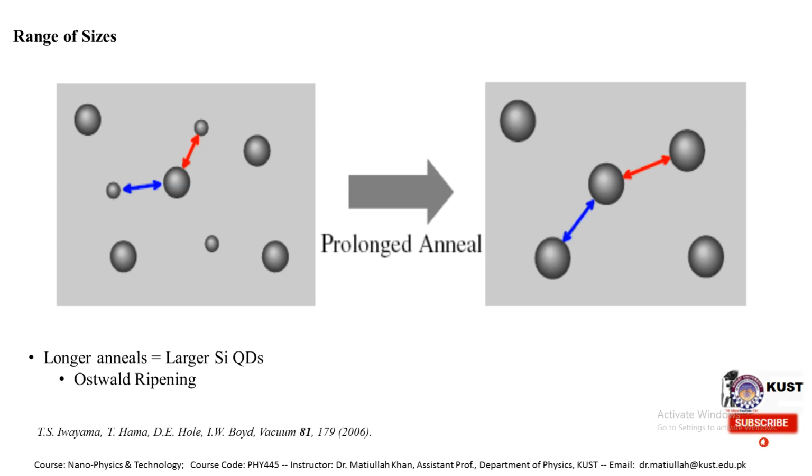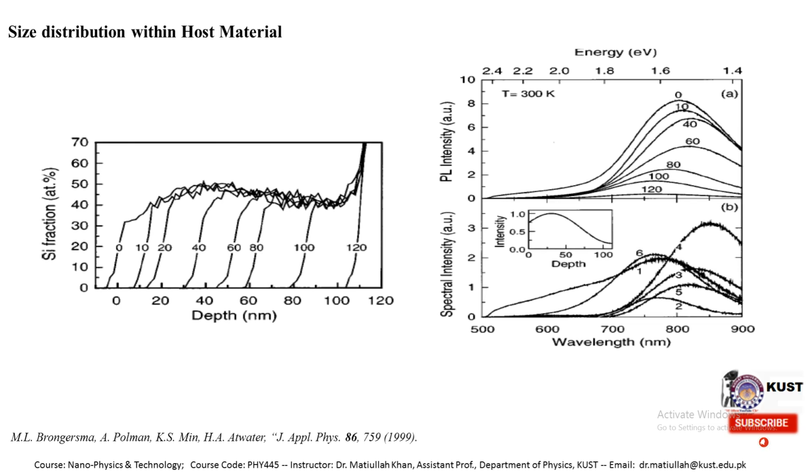This is one of the ranges of the size of this particular material. I mean, how we can change the size with the help of prolonged annealing process of these silicon quantum dots. So the size distribution within the host material, how we can have the silicon atomic fraction distribution within the host material, whether it is uniformly distributed. This curve shows the atomic fractions of the silicon distributed in depth, mentioned in nanometer, and these various curves have been drawn. And on the right side, the PL intensity is again shown, that shows the absorption curve for this particular material.